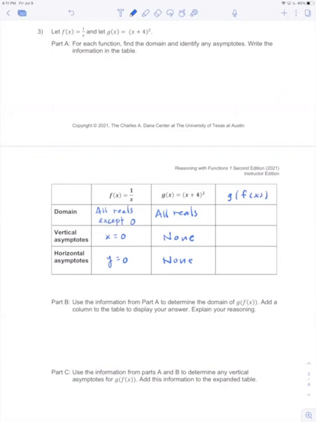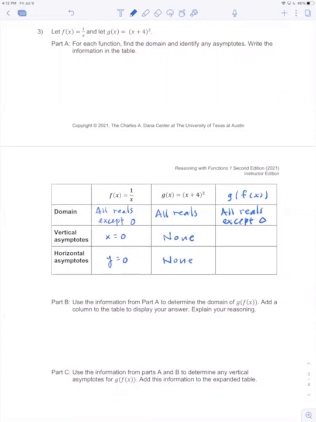And if you think about this, since 0 is not in the domain of f, it can't be an input into the function. Therefore, it could not be an input into g of f of x. Since the domain of g is unrestricted, there's no additional restrictions on inputs from the function g. So we can state that this is going to be all reals except 0 again. There we go.